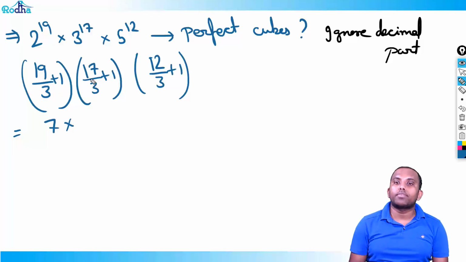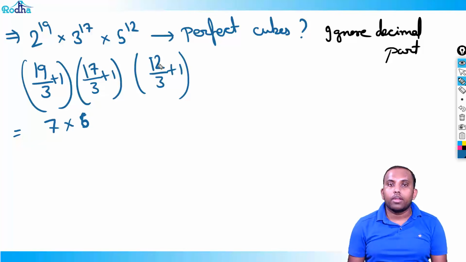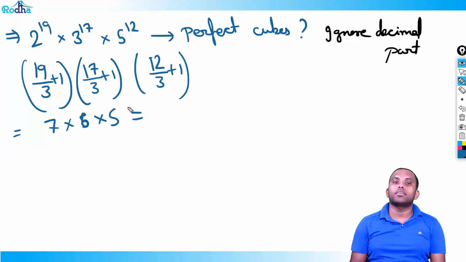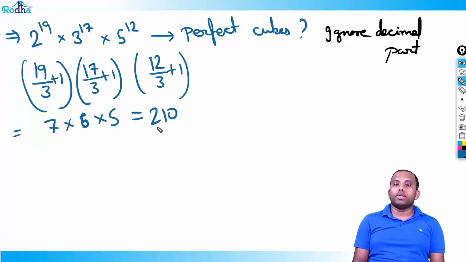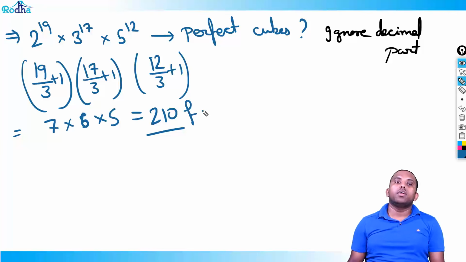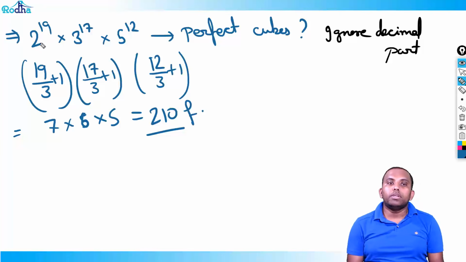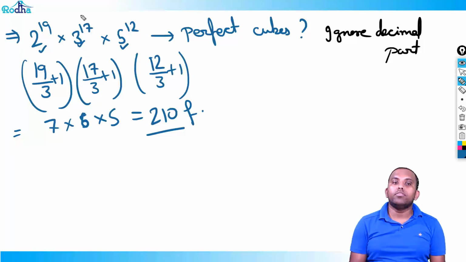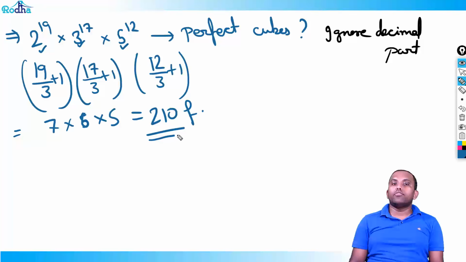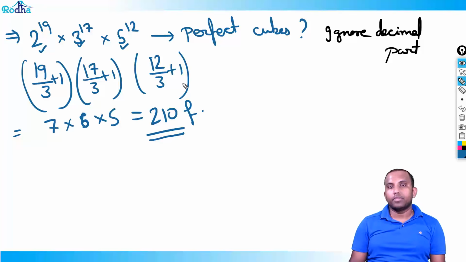17 by 3 is what? 5 point something. Take 5. Ignore decimal part. 5 plus 1 is what? 6. Sorry. Take 6. So 7 into 6. Okay. Now 12 by 3 is what? 4. 4 plus 1 is what? 5. 7 into 6 into 5. This is the answer. 42 into 5, 210. So 210 is the answer, 210 factors. So for this big number, 2 raised to 19 into 3 raised to 17 into 5 raised to 12, total 210 factors are there which are perfect cube, right?